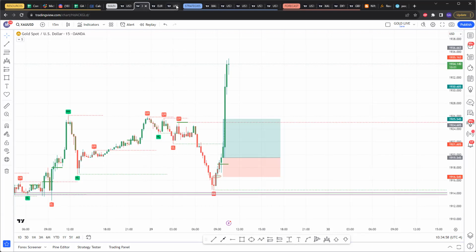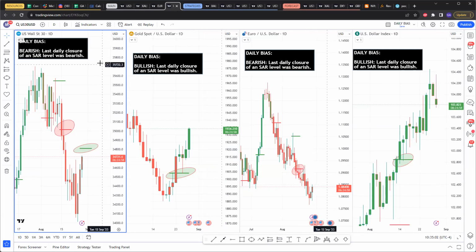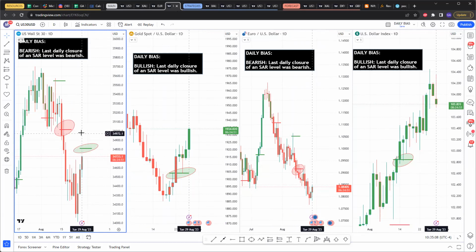But that's a nice, oh yeah, this US30. You see what it just did? It printed a buy SAR on the daily. So for this daily bias to switch from bearish to bullish, we need what happened here with gold. So we need a daily candle to close above here.